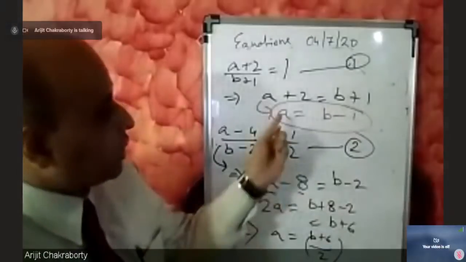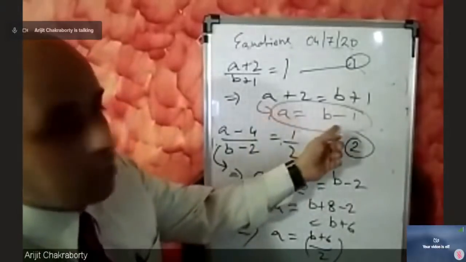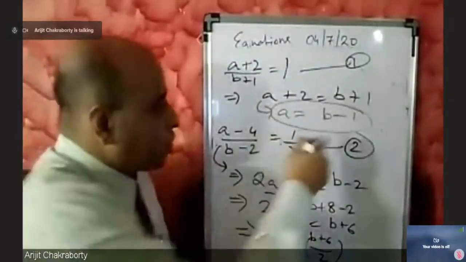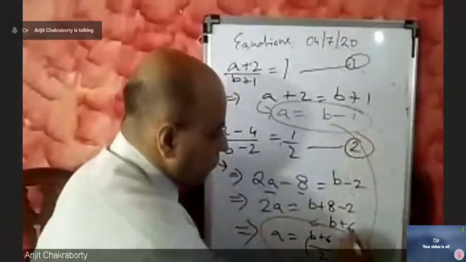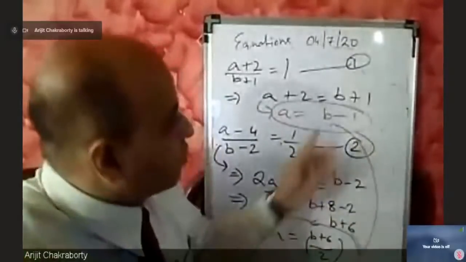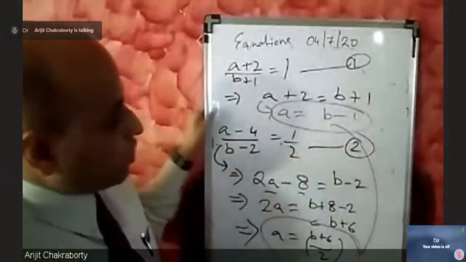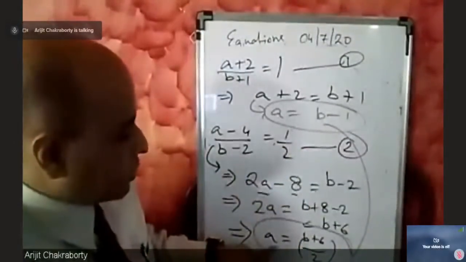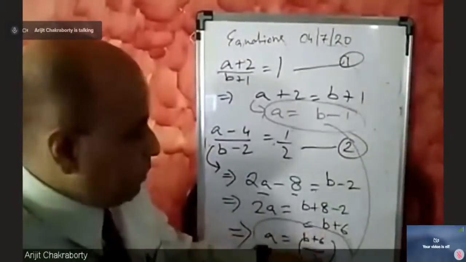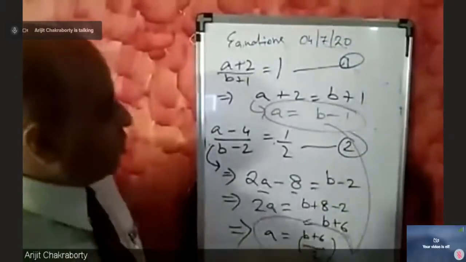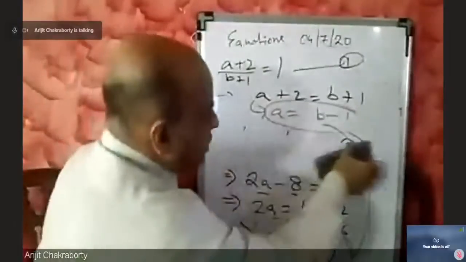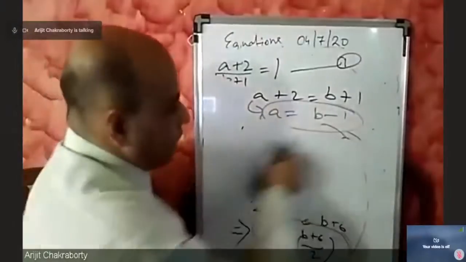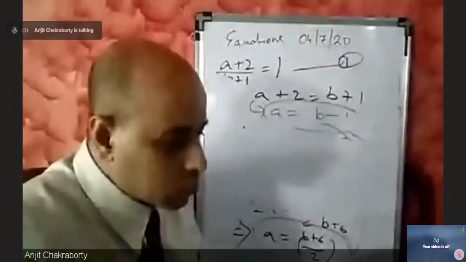Okay. Now we already know a is equal to b minus 1, and here we saw a is equal to (b plus 6) by 2. So we just equate these two. If we equate these two, we can easily get the value of b. So the first equation we have seen a equal to b minus 1, and from the next equation we see a is equal to (b plus 6) by 2. So we just equate them and see what happens. Okay. Very interesting problem, and I'm sure the students are following.